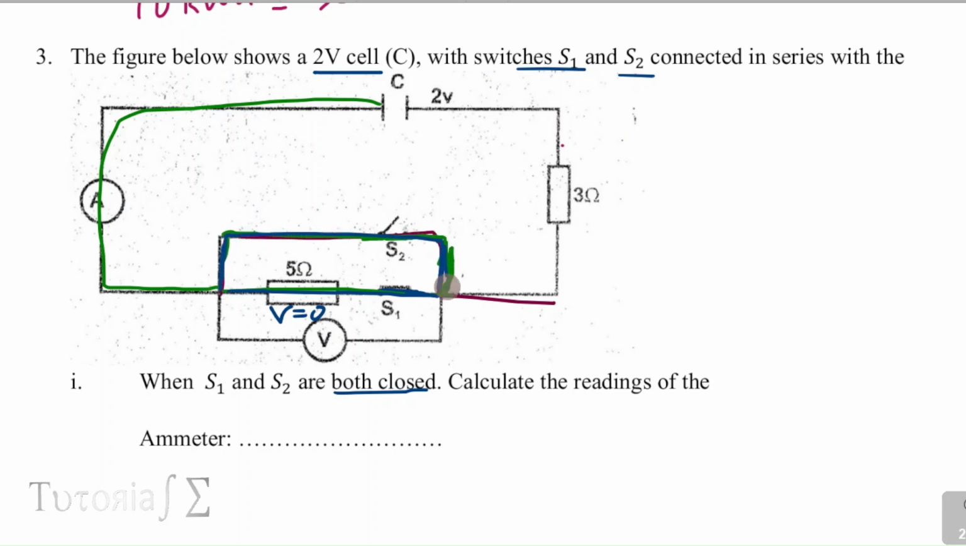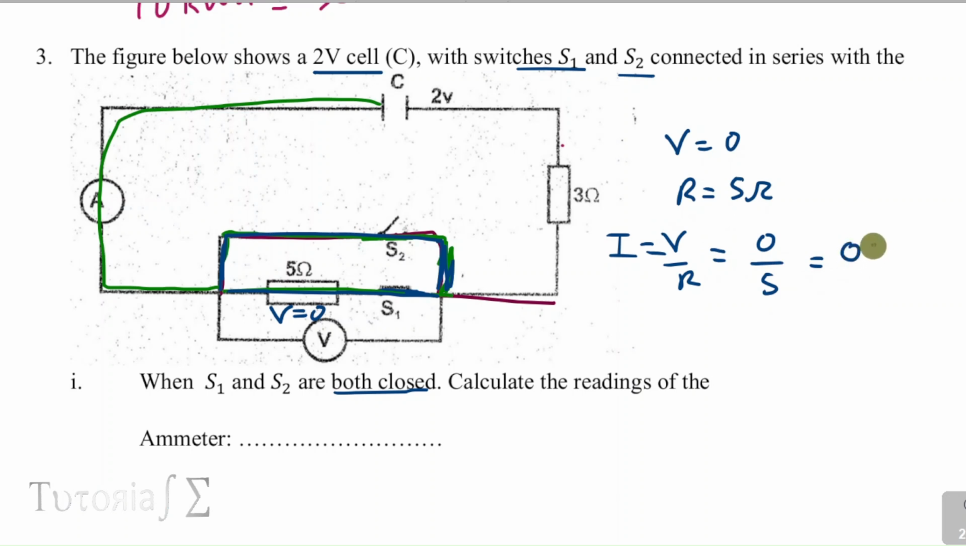Okay, so now if on this path the voltage is zero and the resistance is 5 ohms, what will be the current in this path? So the current is equals to voltage over resistance. So voltage there is 0 divided by resistance, that is 5. So this will give us 0 amps.